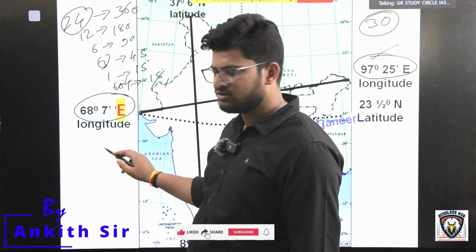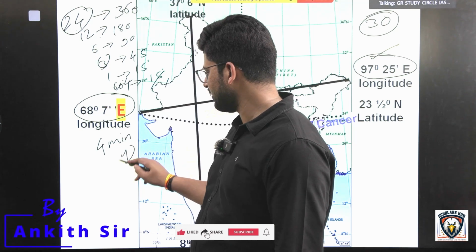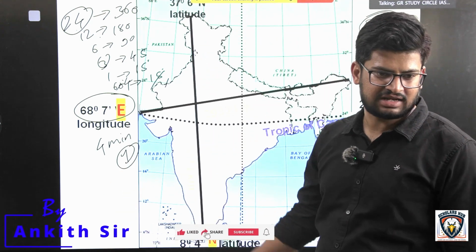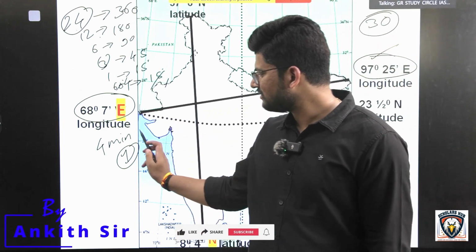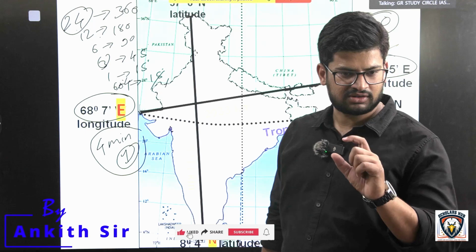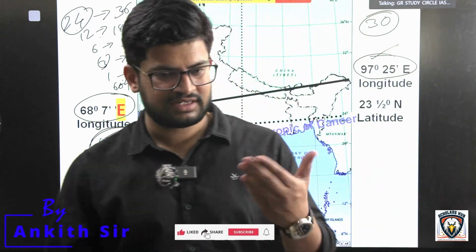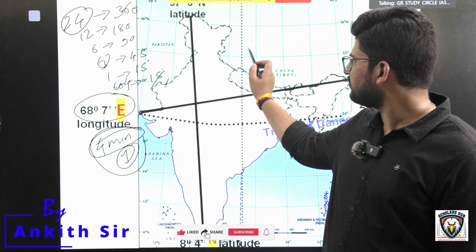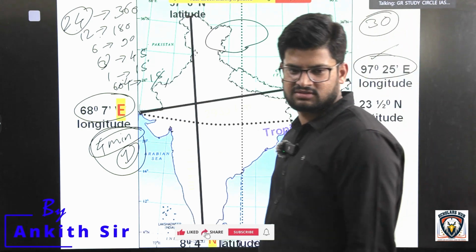So Earth takes 4 minutes to cover 1 degree. You know this calculation, right? We have discussed this in detail in the latitude and longitude topic. So to cover 1 degree, Earth takes 4 minutes, or every 4 minutes, Earth covers 1 degree. If it starts from one point, to come back to that point again, it takes 24 hours. You know this, right?